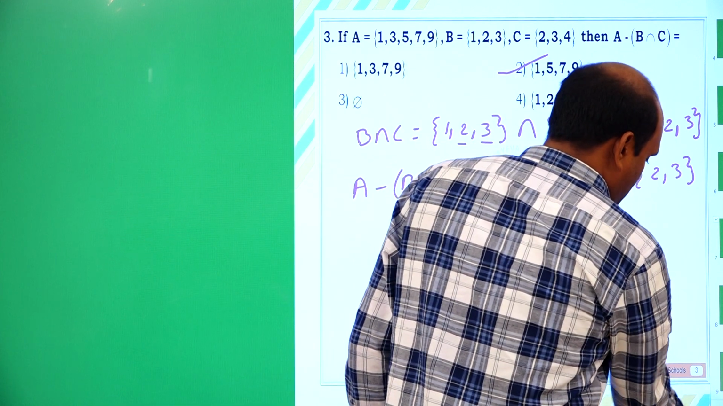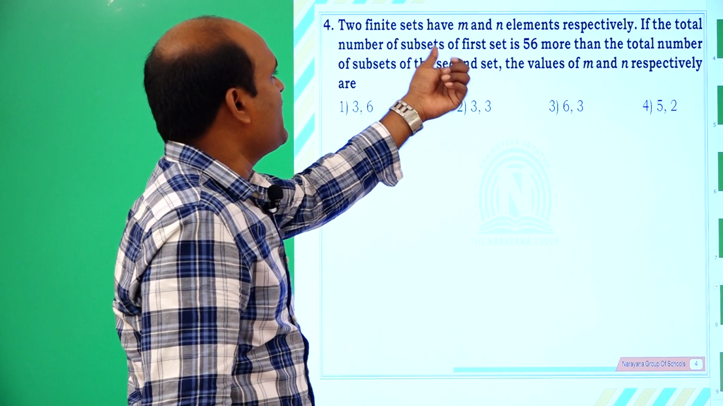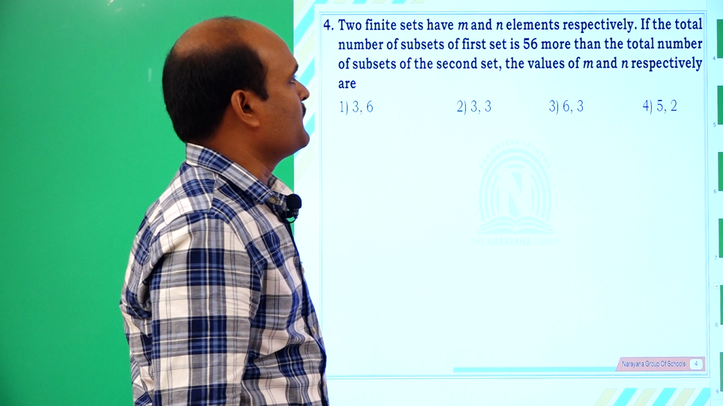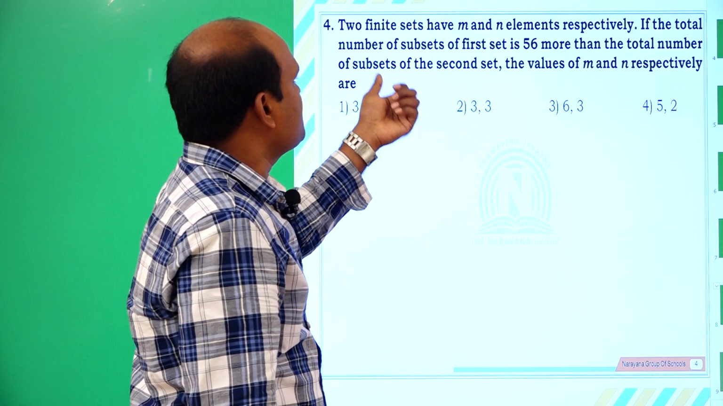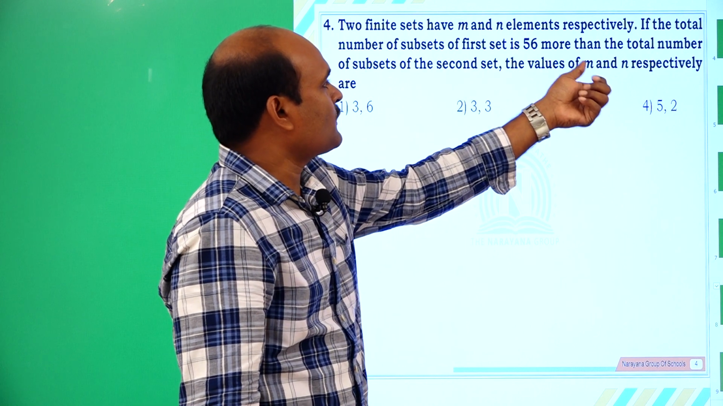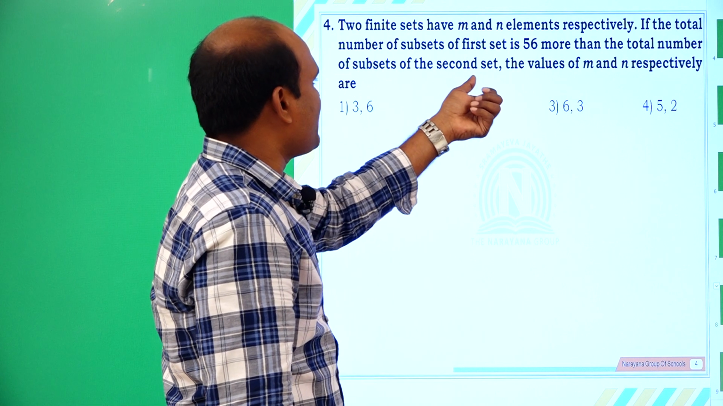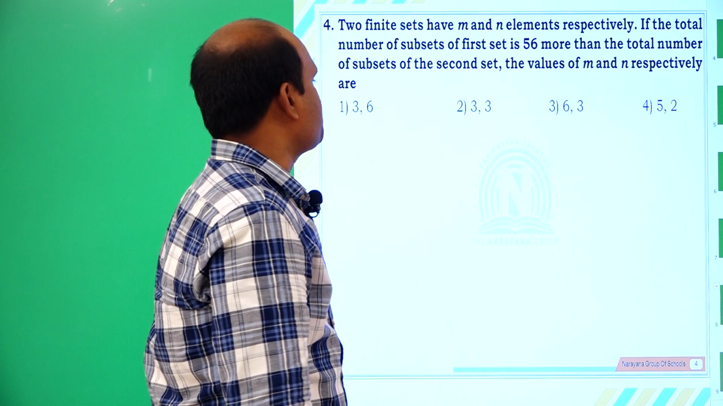Now coming to the next problem. Two finite sets have M and N elements respectively. If the total number of subsets of the first set is 56 more than the total number of subsets of the second set, the values of M and N respectively are.